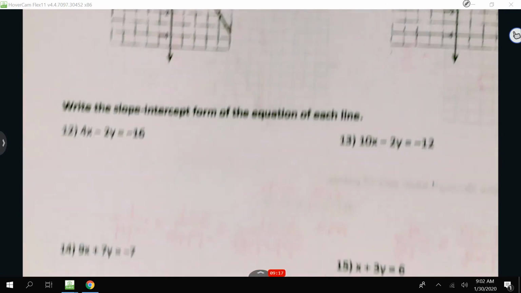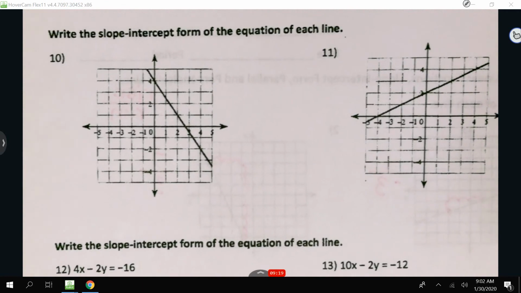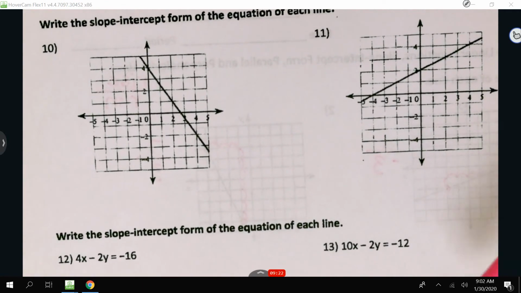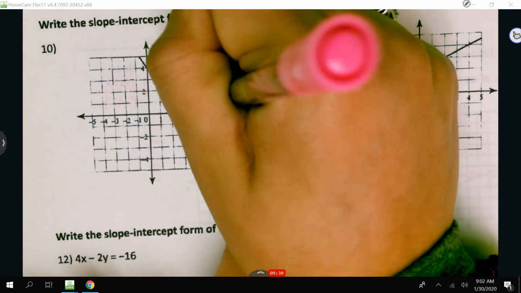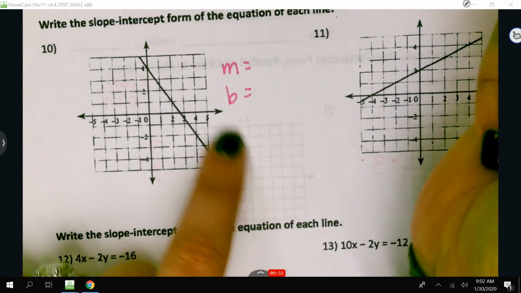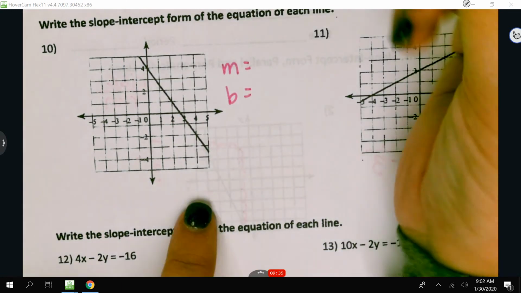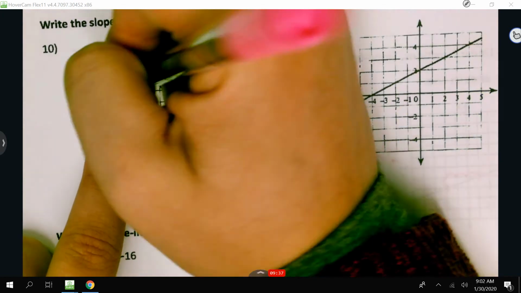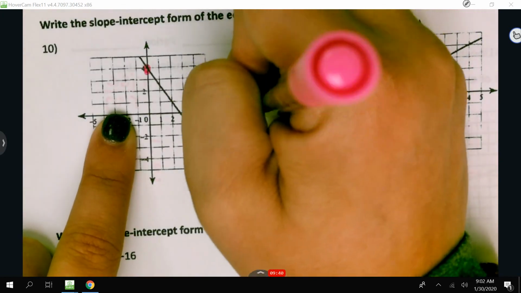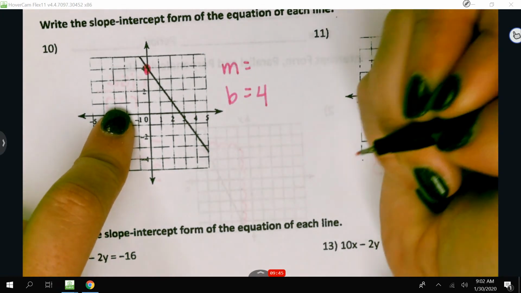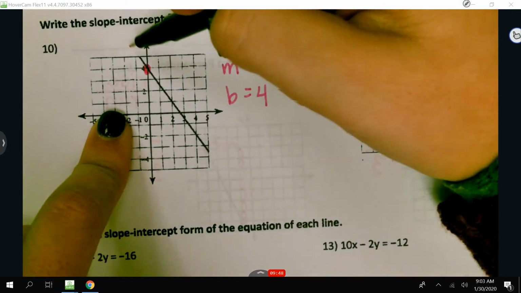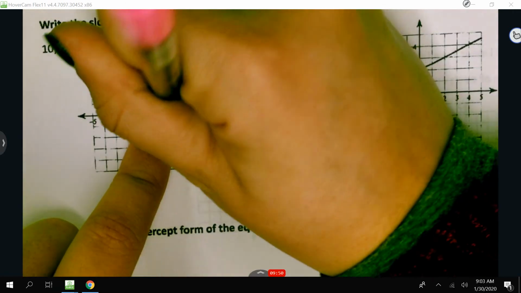All right, 10 and 11, you are writing the slope-intercept form of the equation. So we are writing equations here, and you're given a graph. So you first need to identify your m and your b, and then you can write that equation. Which is the first one that I need to find? The b, the y-intercept. So what number is it crossing the y-axis at? 4. It's right there. So b is 4. And then I need to find another point on that graph where I know exactly what point that is.